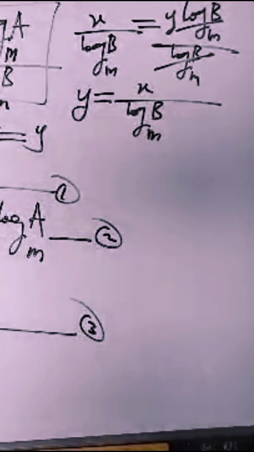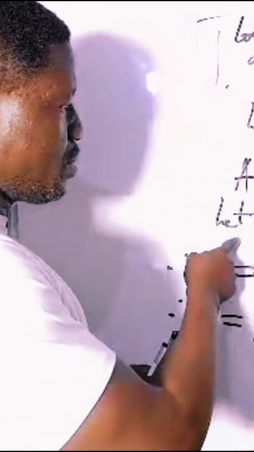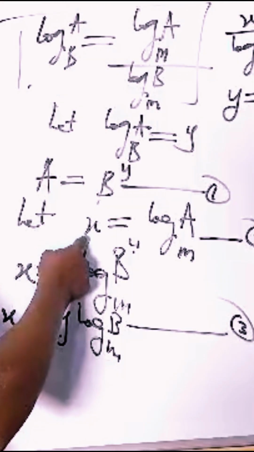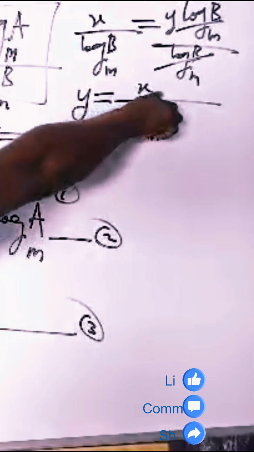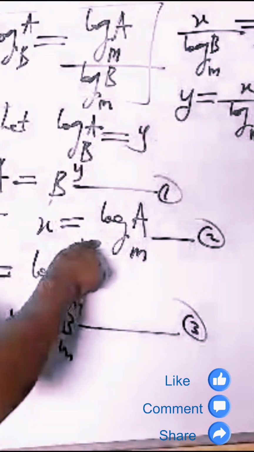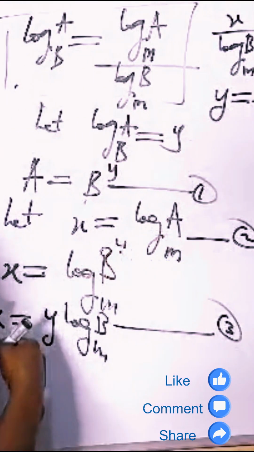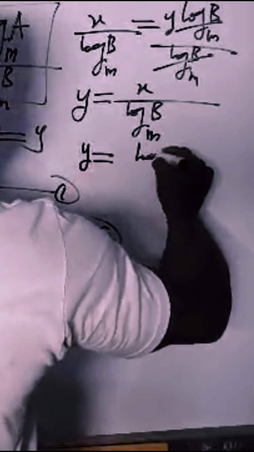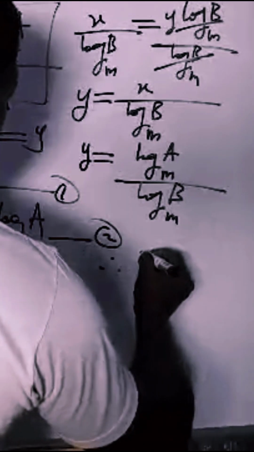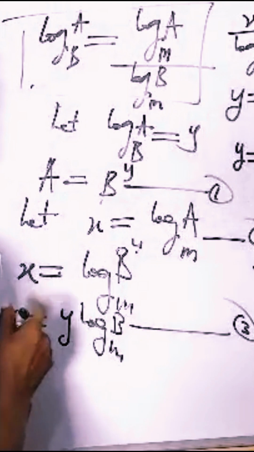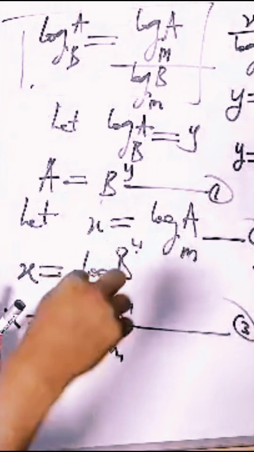The question now is, what is x standing for? Don't forget, it's still on the board. x is used to represent the log of a to base m. Implying that anywhere I see x here, I'm going to be substituting in log a to base m. So let's do that now. We have y is equal to the log of a to base m divided by the log of b to base m. Therefore, y is equal to log of a to base m divided by log of b to base m.